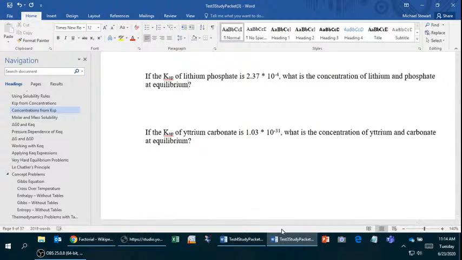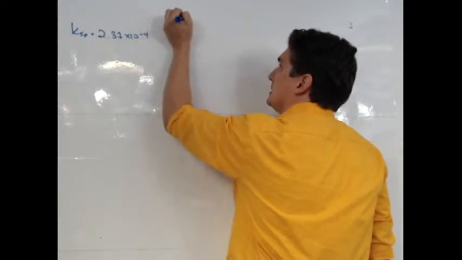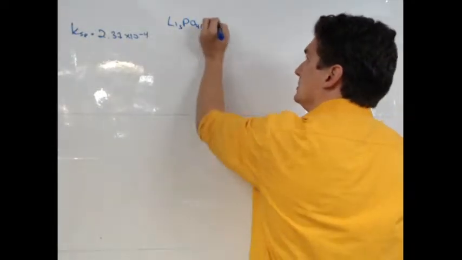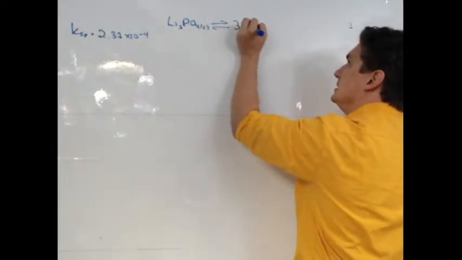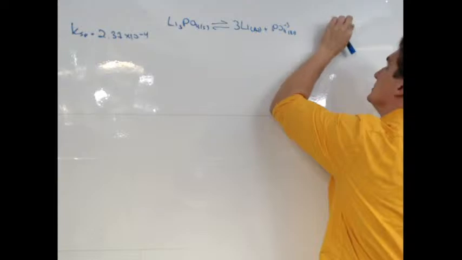So given the KSP of lithium phosphate as 2.7 to the negative 4, we're asked to find the concentrations of both lithium and phosphate at equilibrium. So to solve these types of problems, again, it's an equilibrium problem. We need our reaction. So we've got lithium phosphate, Li3PO4. Since this is a KSP, it's going to indicate that our reaction is a solid. Goes back and forth to 3Li plus PO4 minus 3 (aq).